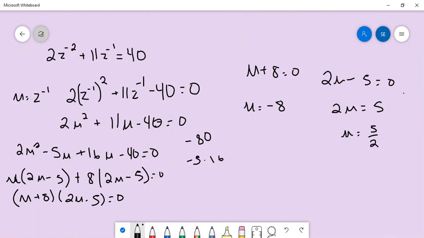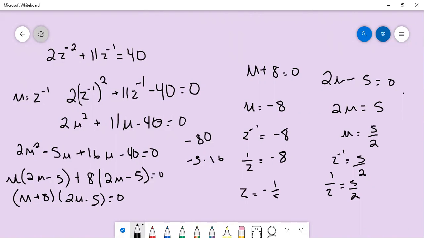Now remember, our u was z to the negative 1. So we're going to substitute that back in. So z to the negative 1 is equal to negative 8. If you recall with our exponents, z to the negative 1 is like 1 over z, equal to negative 8. And here again, z to the negative 1 equals 5 halves. So this is 1 over z equals 5 halves. So we just want to take the reciprocal of both sides. So z is equal to negative 1/8, and z is equal to 2/5.